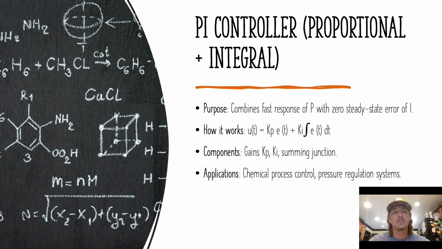The integral term sums the error over time and applies a correction based on the accumulated value. This effectively eliminates the steady-state error by continuously adjusting the control output until the error is reduced to zero. Together, the components complement each other. Proportional control offers fast response, while integral control ensures long-term accuracy. The purpose of combining the two into a PI controller is to achieve both responsiveness and accuracy in a system without the complexity or noise sensitivity that a D component introduces.